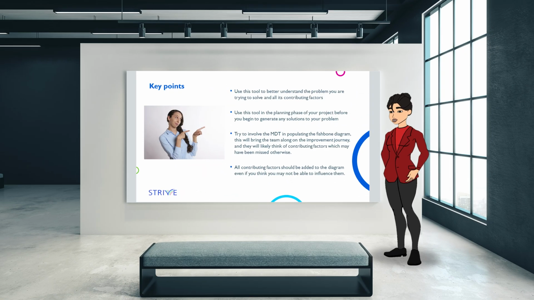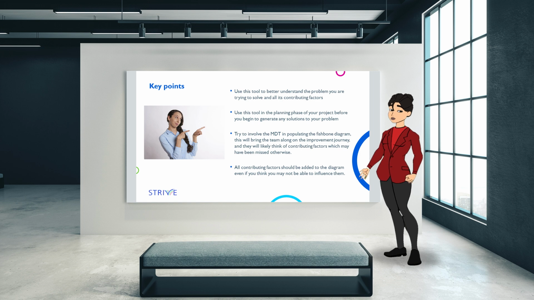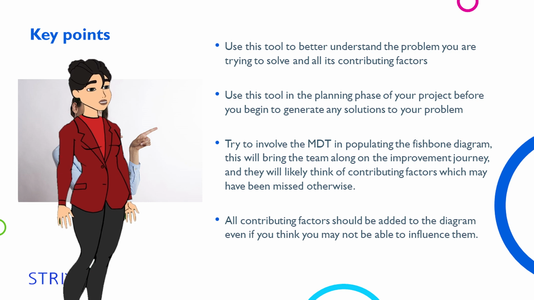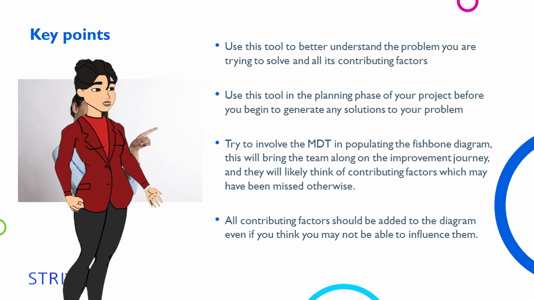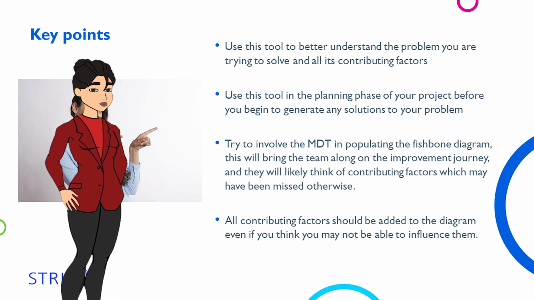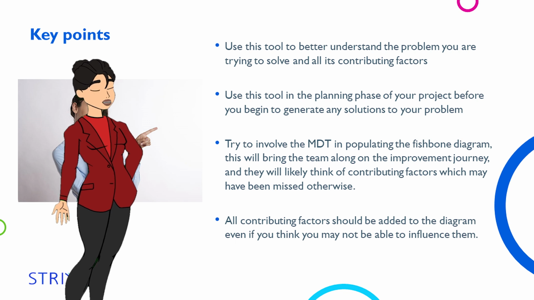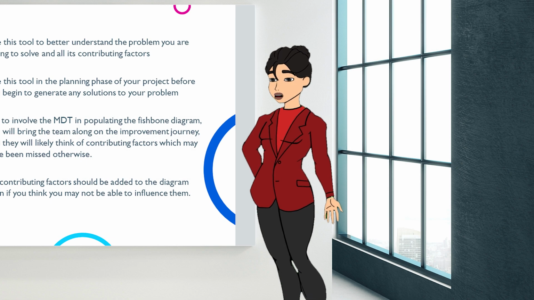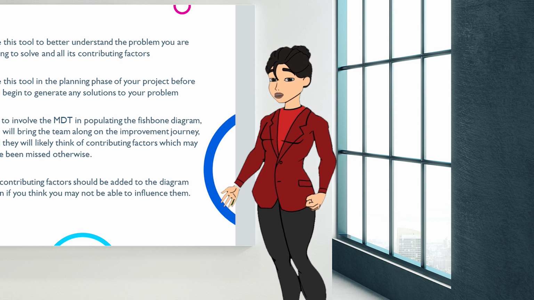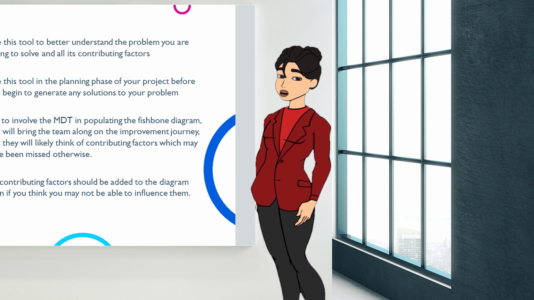To summarise, you should use this tool to better understand the problem you are trying to solve and all of its contributing factors. Use it in the planning phase of your project before you begin to generate any solutions to your problem. Try to involve the MDT in populating the fishbone diagram. This will bring the team along on the improvement journey, and they will likely think of contributing factors which may have been missed otherwise. All contributing factors should be added to the diagram, even if you think you may not be able to influence them.